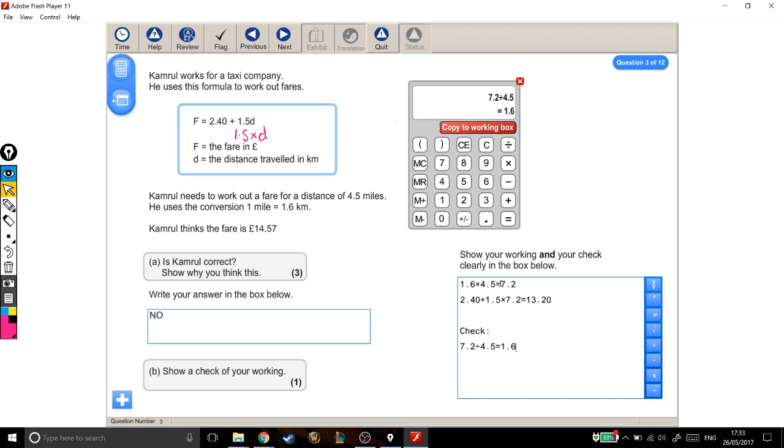Good, job done. So, three marks for part one. My best guess is that this is your first mark, finding what 4.5 miles is in kilometres. This is your second mark for finding how much the fare actually costs, and then your third mark is for correctly saying, no, he's not correct. And we've done a reverse calculation to get the mark for part B for checking our answer. Job done. Good stuff.